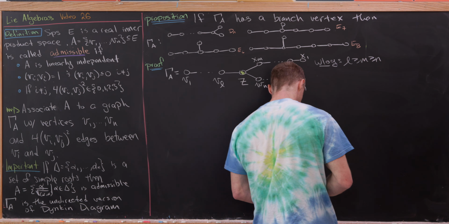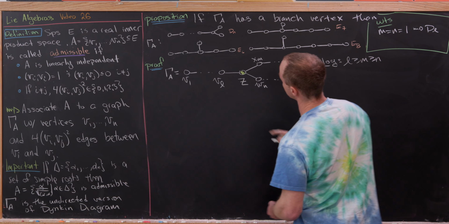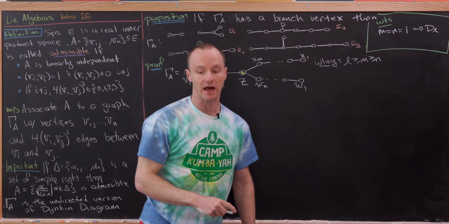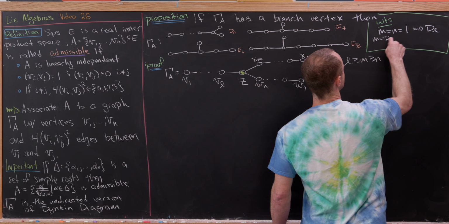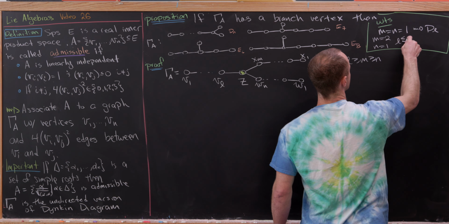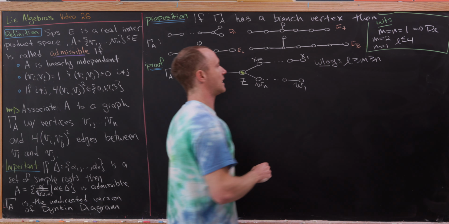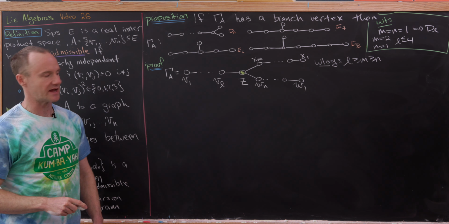Now that we've done that, let's observe that what we want to show here is the following. We'll either have M equals N equals 1, which points us to having a Dynkin diagram or a graph of DL in this case, or we'll have M equal to 2, N equal to 1, and L less than or equal to 4. And depending on the value of L, that's going to correspond to E6, E7, or E8.